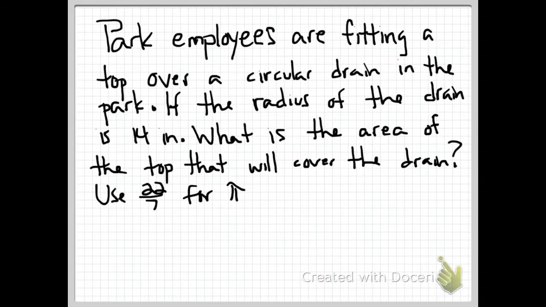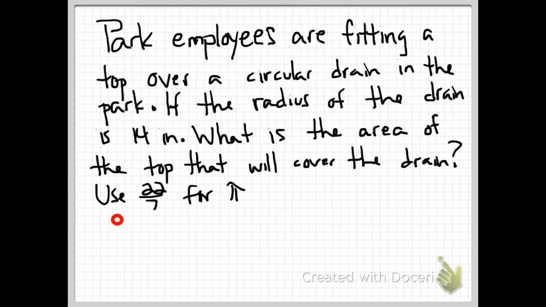All right, this is a beautiful real-life example of finding area of a circle here, okay? Formula is going to stay the same. It says park employees are fitting a top over our circular drain in the park. So think of it like a manhole cover. If the radius, keyword there is radius, of the drain is 14 inches, what is the area of the top that will cover the drain? We're going to use 22/7 in this case here instead of pi. Remember, once again, in real life, you could pick what you want, but we're going to follow directions here.